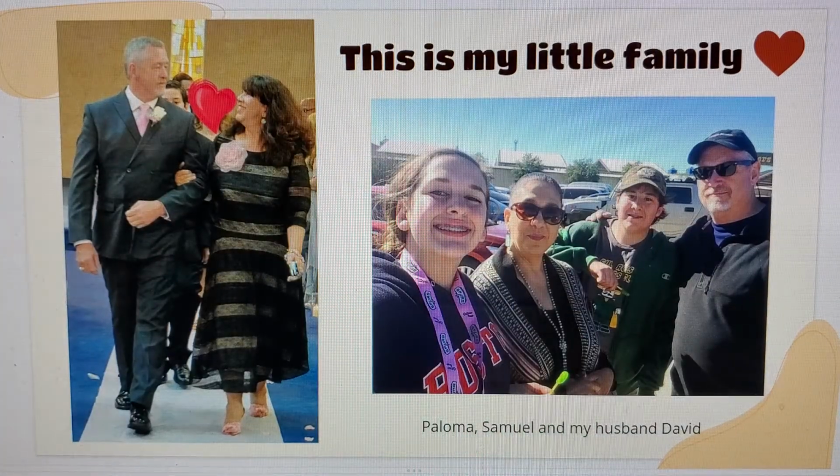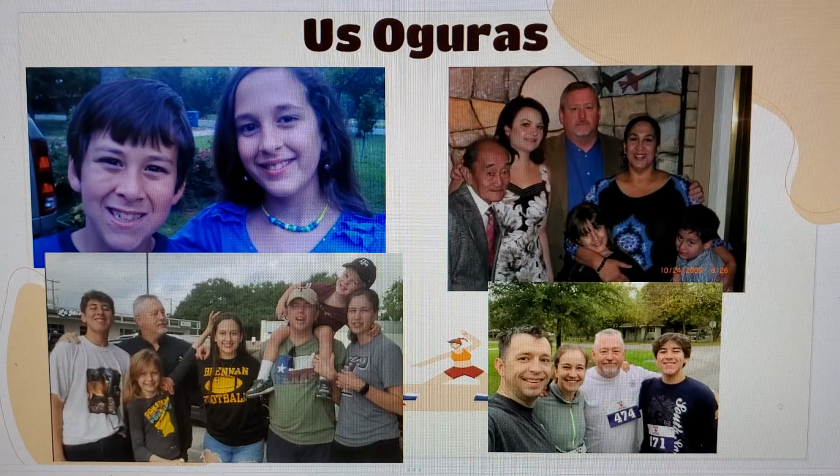Okay, so this is my little family. I thought I'd go ahead and include it. This is my husband, David, and this is an old picture of my kids, but I included it in here because I couldn't find all of them. So this is us, the Oguras. Again, my kids were pretty young here. This one was taken, I think, last year. My son Samuel, my husband, my daughter Paloma, and this is one of my kids, my stepson Joey and his wife, Samantha, and their kids, Josephine, or Jojo, and Jordan.